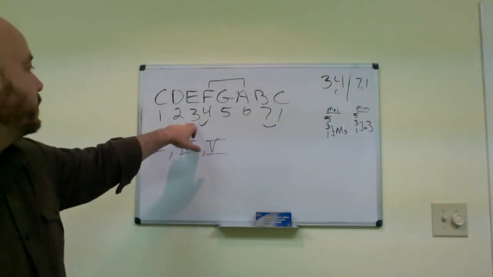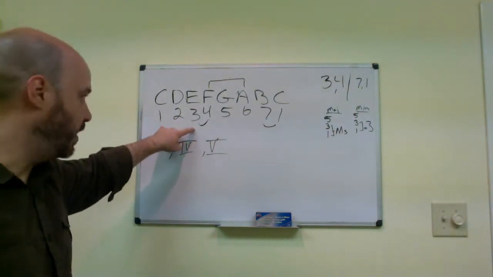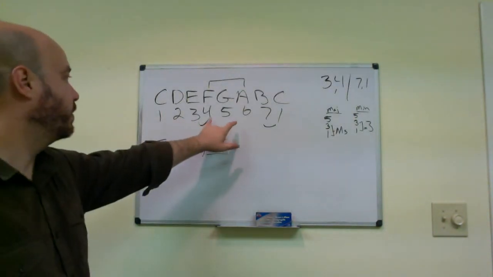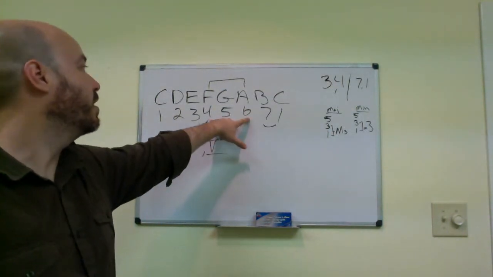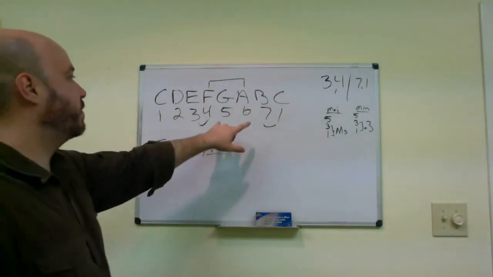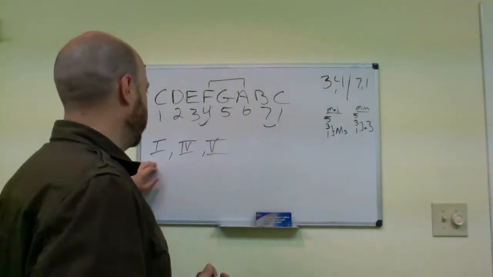From 1 to 3, whole step, whole step. There is no half step in there, that's a major chord. Let's look at the 4 chord. 4, 6, so you skip a note, F to A, whole step. 5 chord, 5 to 7, major third. So these are all major chords.